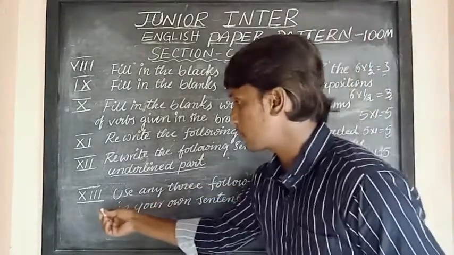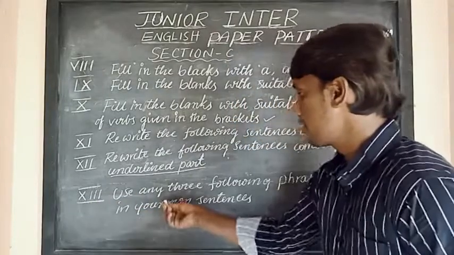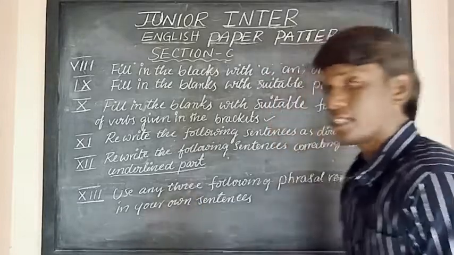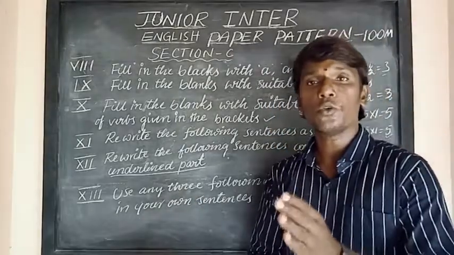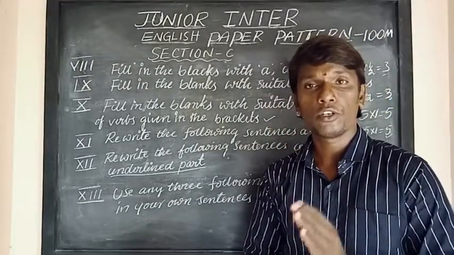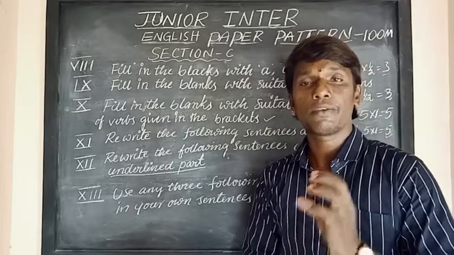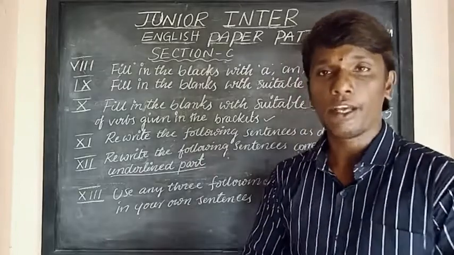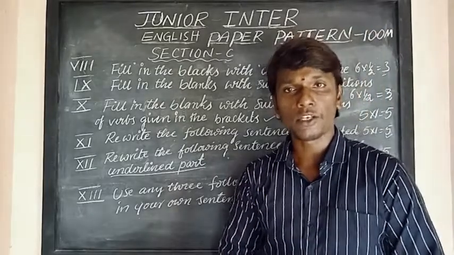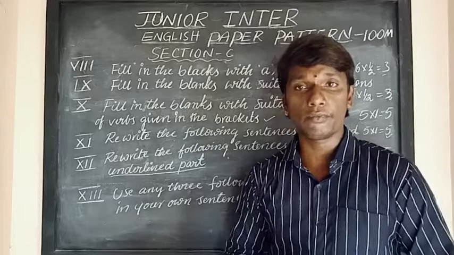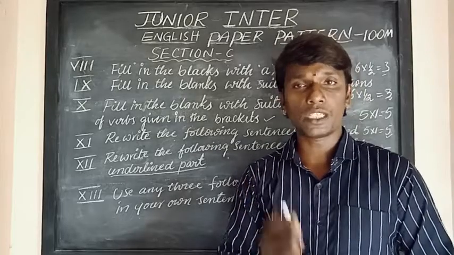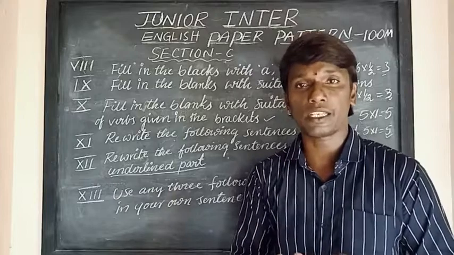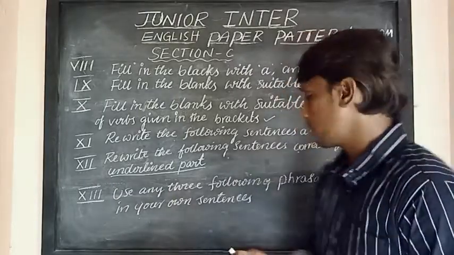Now the 13th question, Roman 13, is use any 3 of the following phrasal verbs in your own sentences. So here you are asked to use the given phrasal verbs in your own sentences. That means 6 phrasal verbs are given. Out of the 6, you select any 3 which you like most, and write them in your own examples, in your own sentences, for 3 marks.